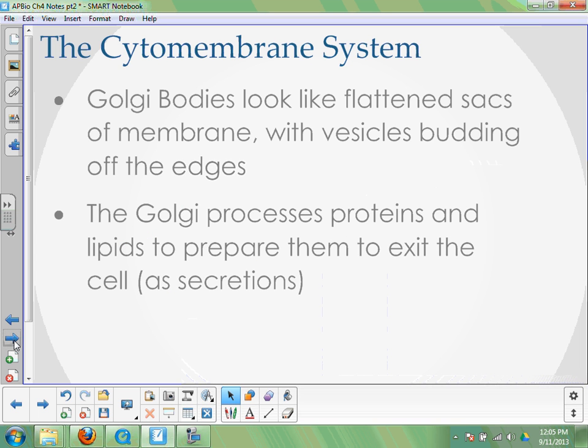And the Golgi then is what takes proteins that were made by the ribosomes and probably modified by the endoplasmic reticulum and then processes them further, may add other structures to them, may combine a couple proteins together, or may add some lipids to the proteins, process these, and get them ready to become secretions for the cell.